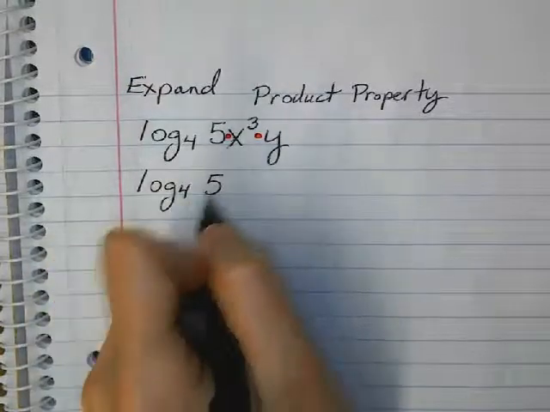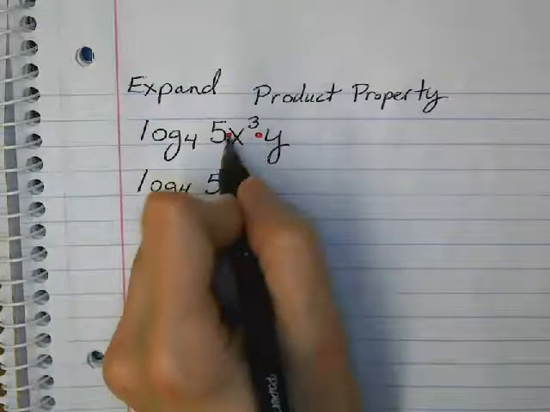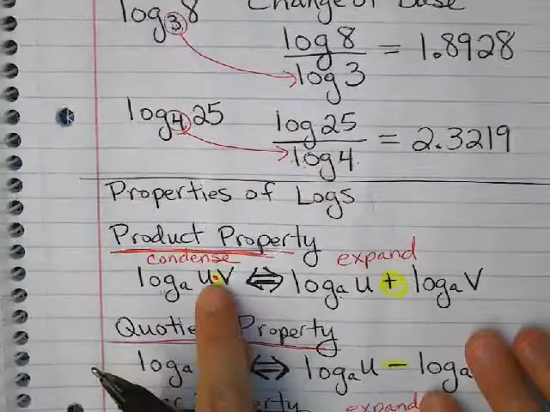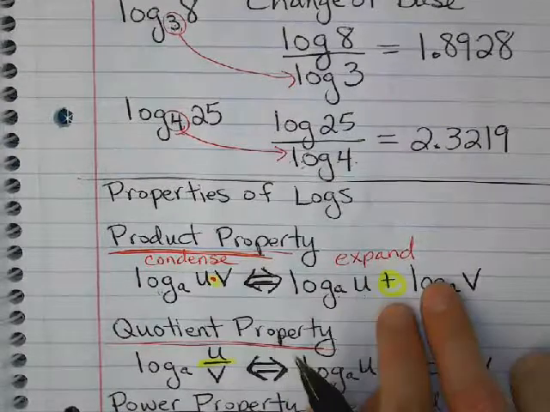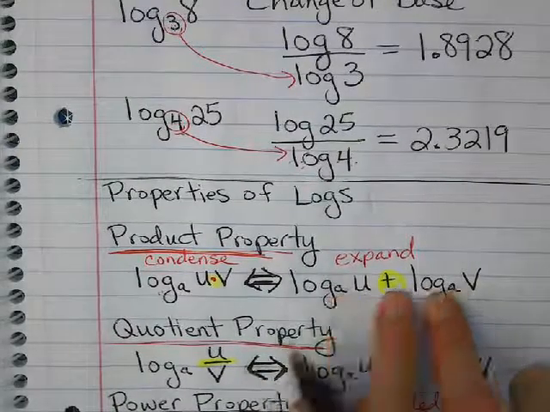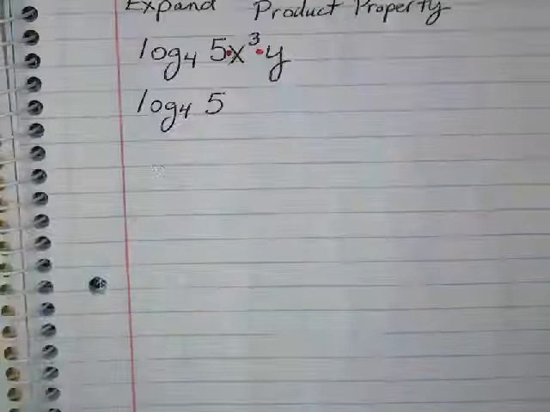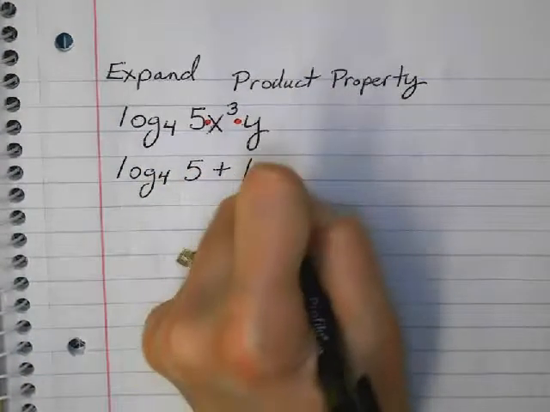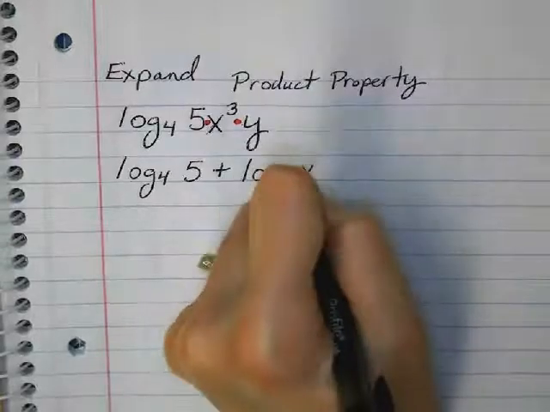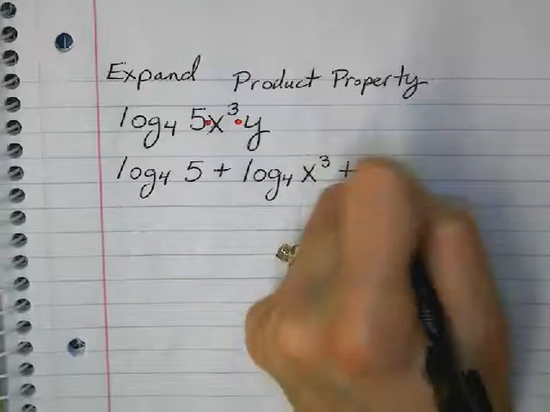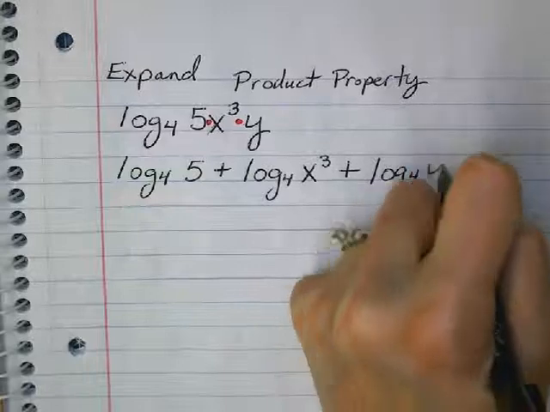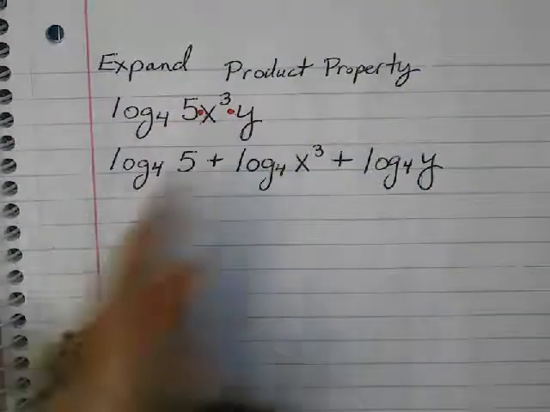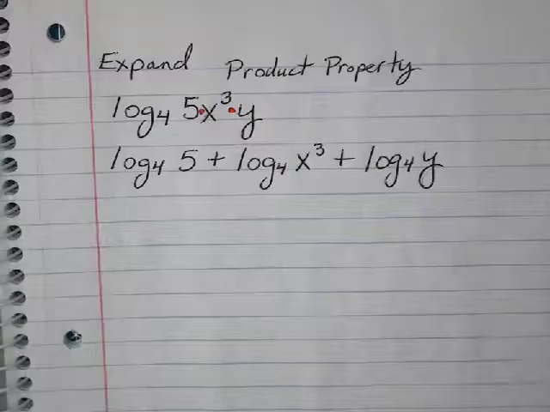So it's log base 4 of 5. If it's times, we've got to think of our properties. If it was times something, we're going to expand it into addition. See that? So it's going to be log base 4 of 5 plus log base 4 of x to the third plus log base 4 of y. There were several things being multiplied there, so it breaks into several logarithms being added.